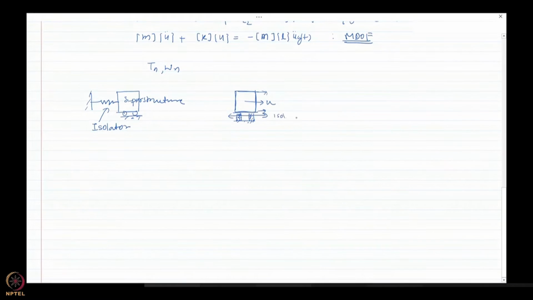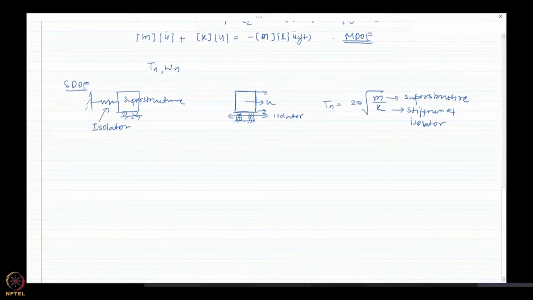So this is an SDOF representation, and Tn would be 2 pi root m by k, where m is the mass of the superstructure, remember that, whereas k is the stiffness of the isolation layer, not the superstructure.